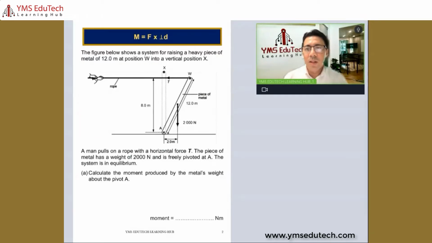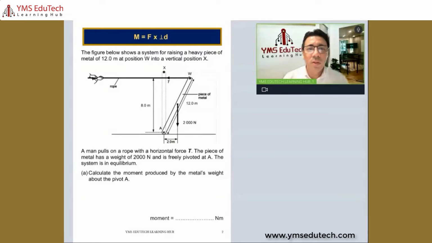Now let's take a look at the first type of question that you will see during the examination. The first type is the calculation question that involves the concept moment is equal to the force multiplied by the perpendicular distance of the force from the pivot. Let's take a look at the question.